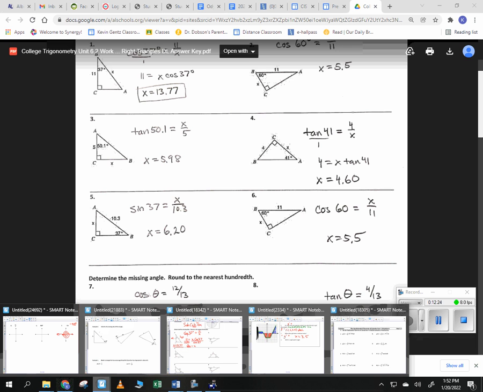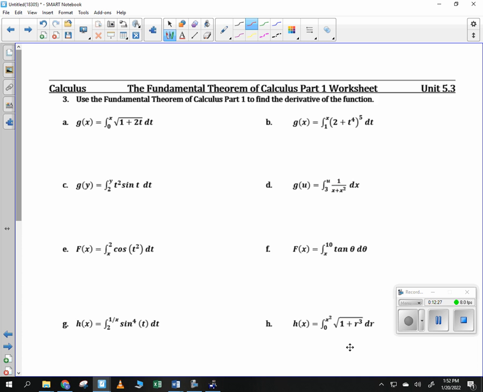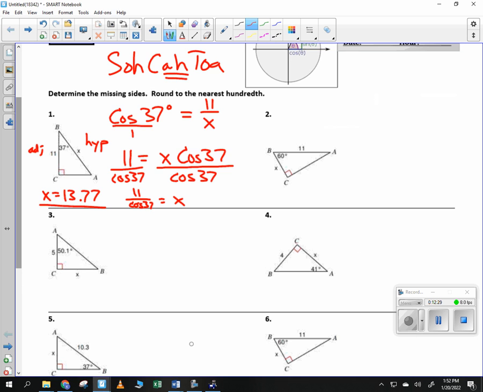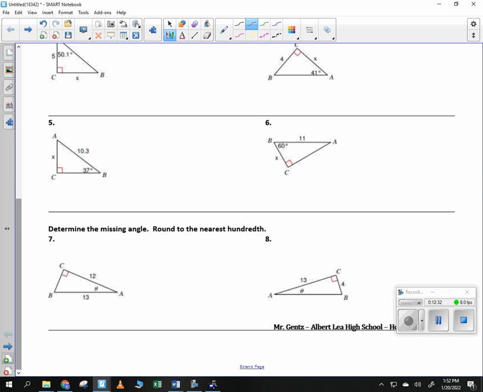All right, so let's look at your homework again. We should be, no, that's calculus. We don't know how to do that yet. Yep, we would freak out.